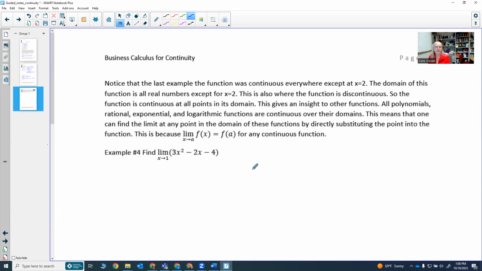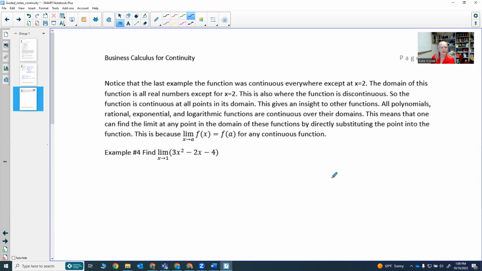All right, notice that in the last example, the function was continuous everywhere except x equals 2. The domain of this function is all real numbers except for x equals 2. This is also where the function is discontinuous. So the function is continuous at all points in its domain. This gives an insight into other functions. All polynomials, rationals, exponentials, and logarithmic functions are continuous over their domains.